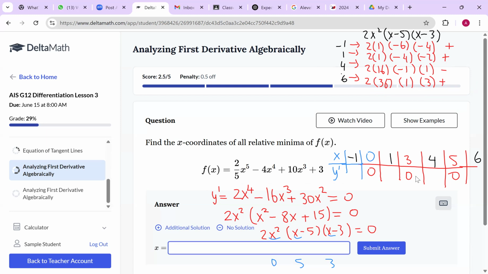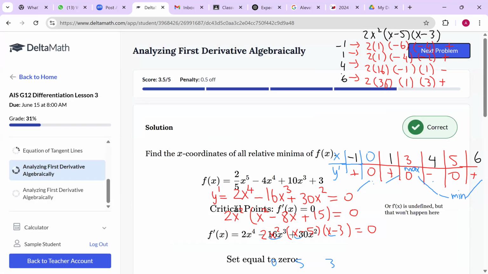So we have positive, positive, negative, positive. This tells us that the function here is increasing. And here it's increasing further. So this is an inflection point, but never mind for now. Here it's decreasing. And finally here it's increasing. So this is a maximum. And this is a minimum. So they want the relative minima. So all we have to do is just write 5. And that's it.